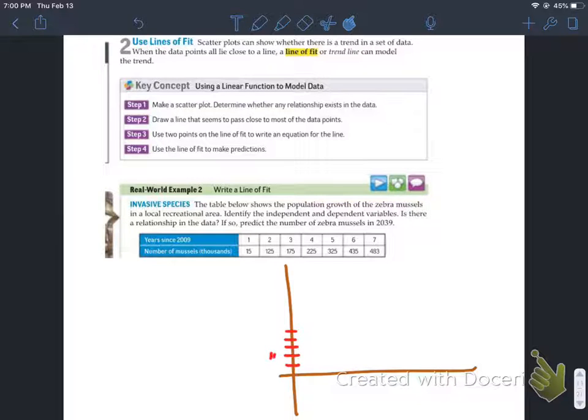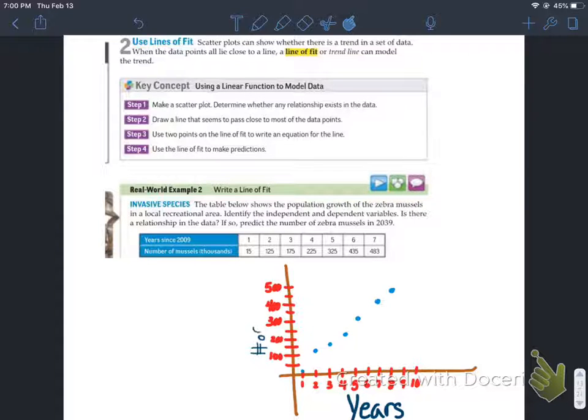So first I drew an X and Y axis, I labeled my points, and I went by 50s on the y-axis and ones on the x-axis. Then I began plotting my points. So I have (1, 115), (2, 125), (3, 175), (4, 225), (5, 325), (6, 435), and (7, 483). Once I plotted all of those points, I labeled my graph as well, because it says that in the instructions to identify the variables.